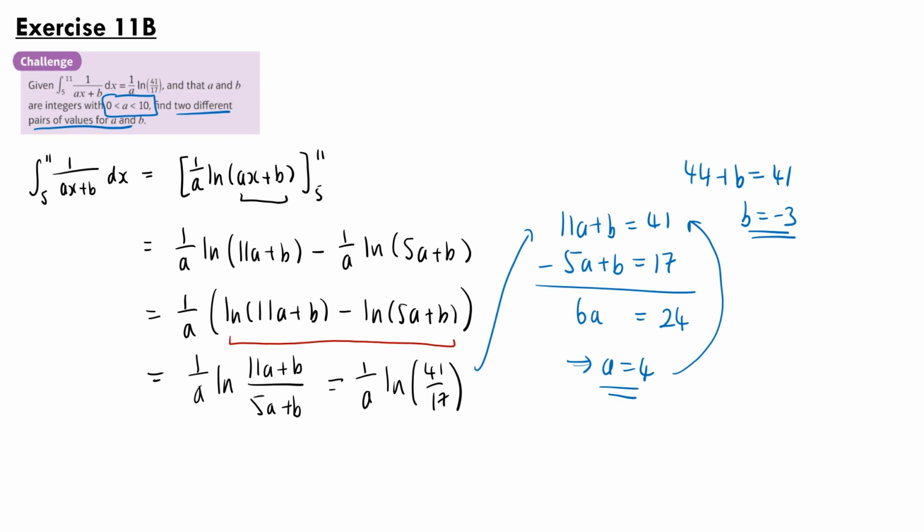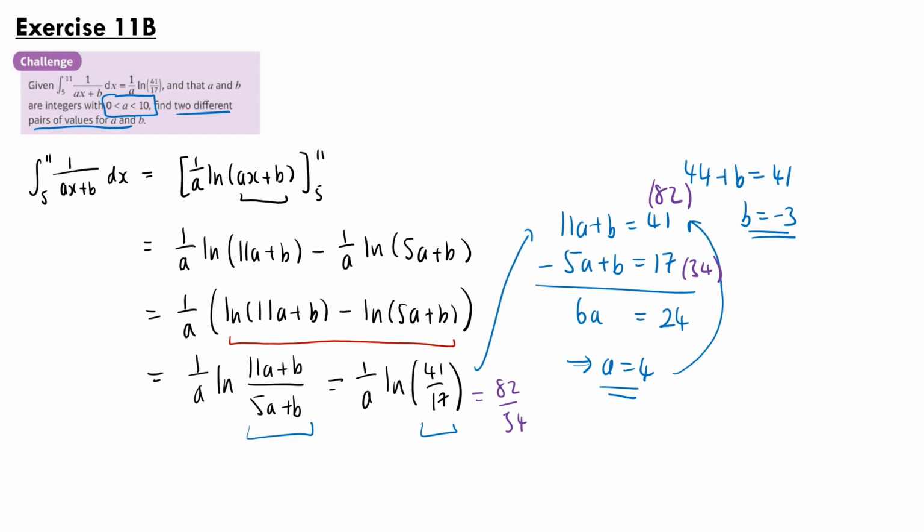But because we've got that this fraction here equals 41 over 17, means that actually we could have that 11a plus b equals 82, and 5a plus b is equal to 34. And 82 over 34 will still give you 41 over 17. So maybe this will give us another pair of values for a and b. So let's have a look.